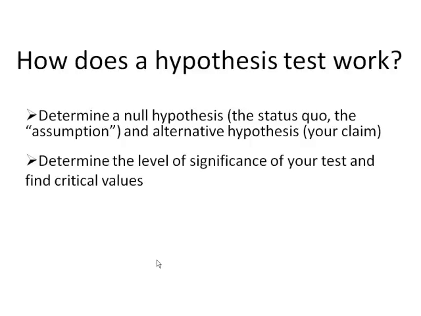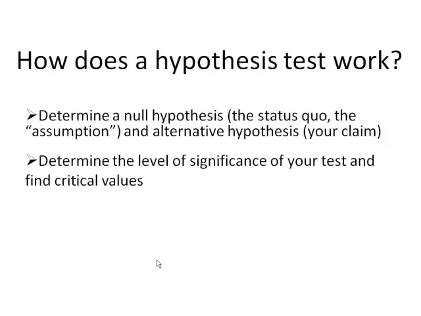The next thing we do is determine the level of significance and find critical values. So for significance level, we'll use the level of 0.05 or 5%. What this level of significance for your test means is that we're saying 5% of the time we are going to reject a null hypothesis that is true. So this is our error.